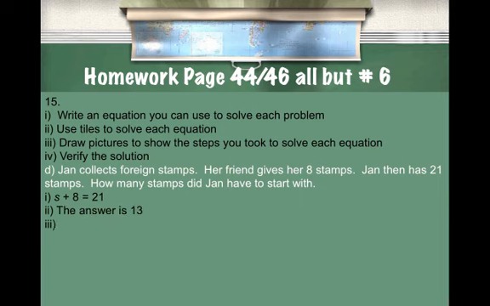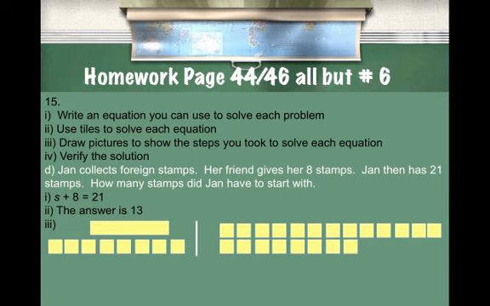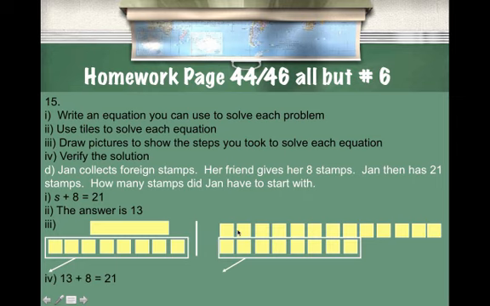If we draw it with pictures, we have S plus 8 on the left-hand side, 13 on the right-hand side, and we take away 8 from both sides to leave, in this case, S equals 13. Verify the solution, and it is correct.